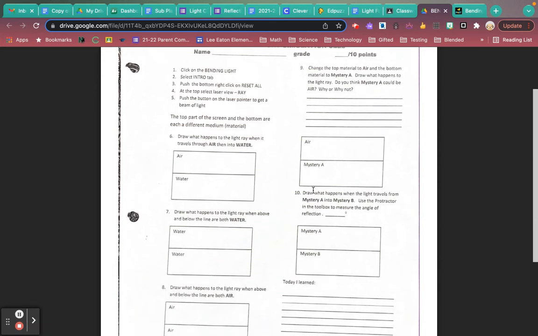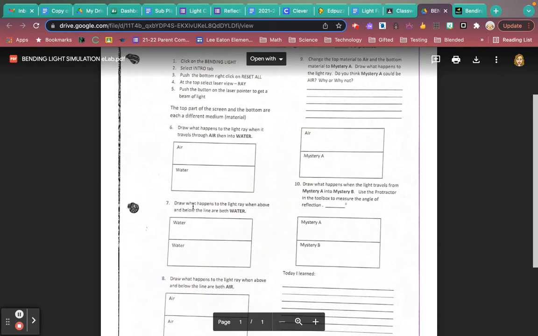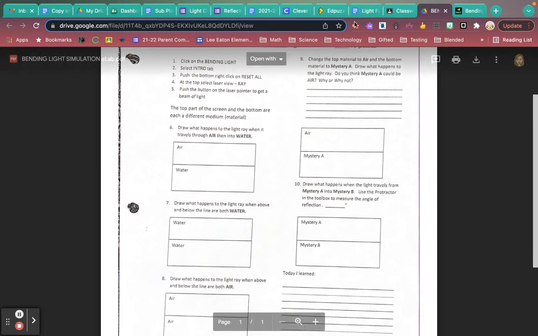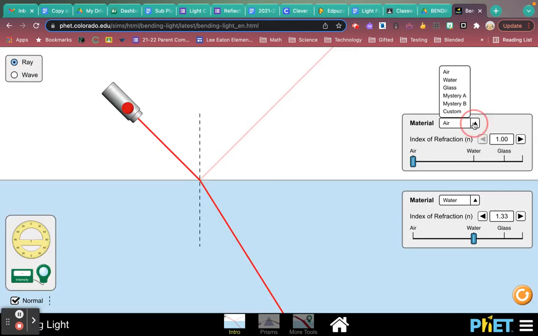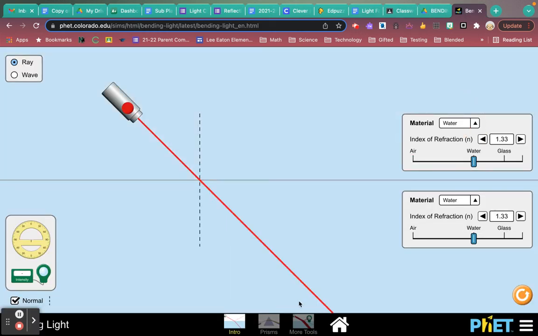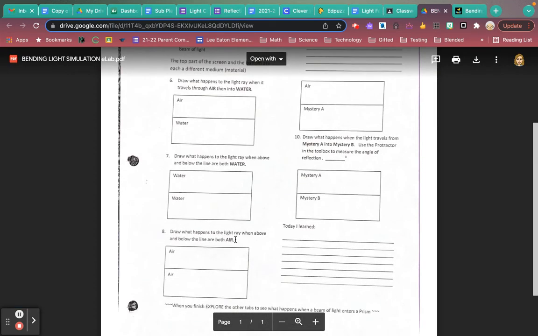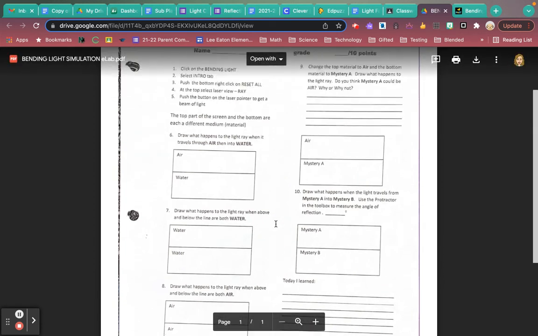Okay, so then number 7 says, draw what happens to the light ray when above and below are both water. So now you're going to go over here and change it when they're both water, and you're going to draw what happens to the light ray. So you're going to go through each one. It says draw what happens when they're both air.